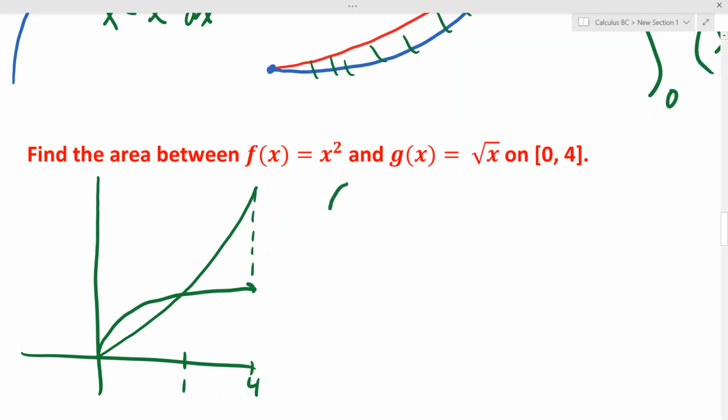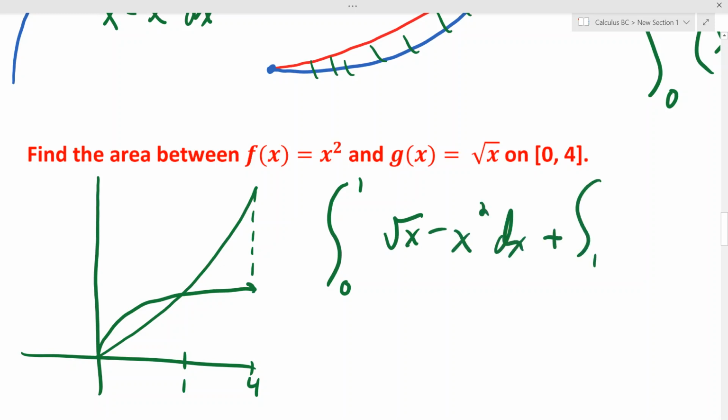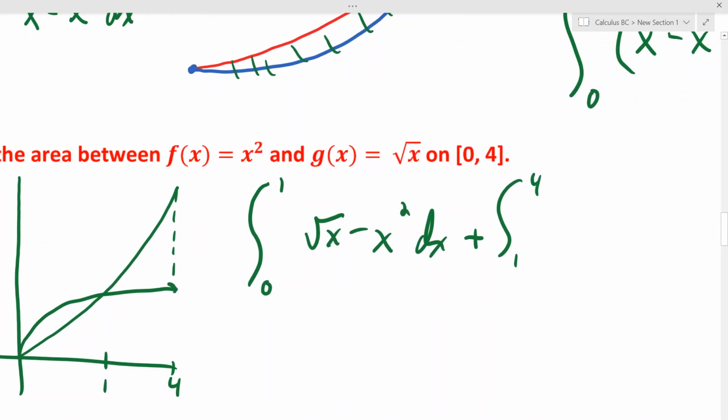So I'm hoping you're telling me the first rectangles from 0 to 1, because the top and the bottom change there, are root x minus x squared dx, plus the area from 1 to 4 of x minus root x dx. How we doing? Everybody good?